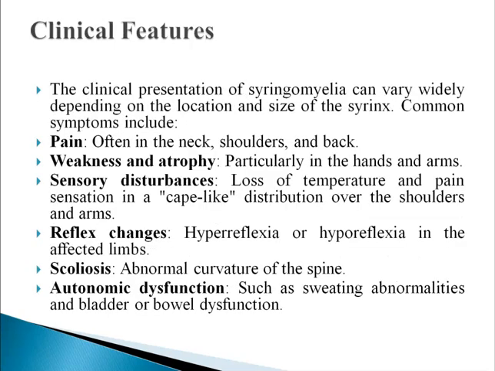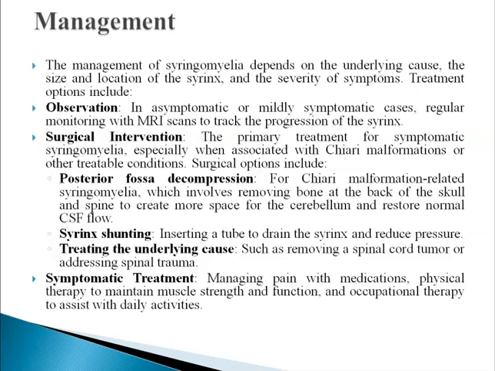The clinical presentation of syringomyelia can vary based on the location and size of the syrinx. The common symptoms include pain, which is often present in the neck, shoulders, and back; weakness and atrophy, particularly in the hands and arms; sensory disturbances like loss of temperature and pain sensation in a cape-like distribution over the shoulders and arms; reflex changes, it could be hyperreflexia or hyporeflexia in the affected limbs; scoliosis and autonomic dysfunction such as sweat abnormalities and bladder or bowel dysfunction.